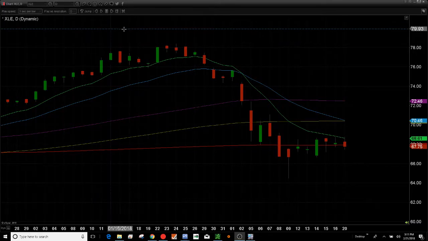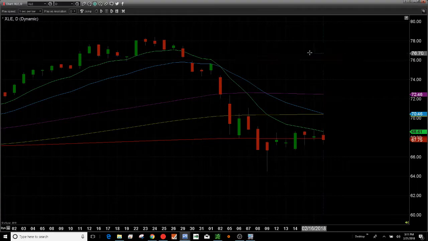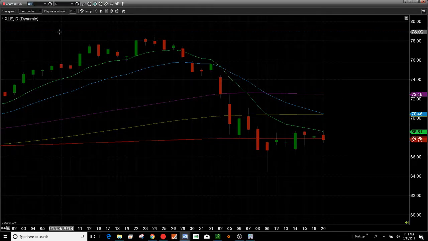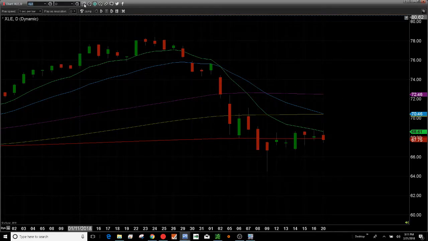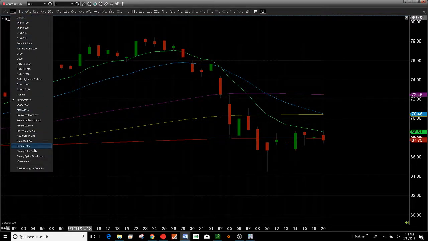So anyway, let's go over this trade here that I took. This is XLE. XLE is an ETF. If you don't know what an ETF is, do a little search on Google and you can educate yourself a little bit on that.